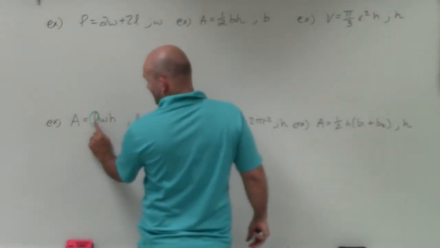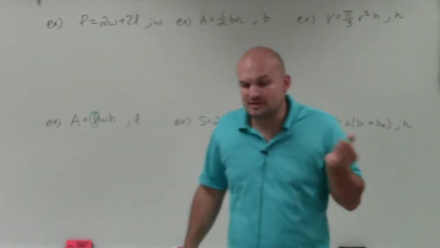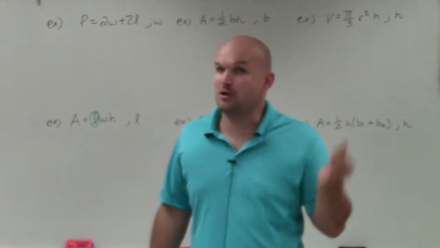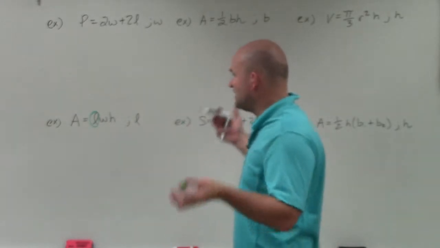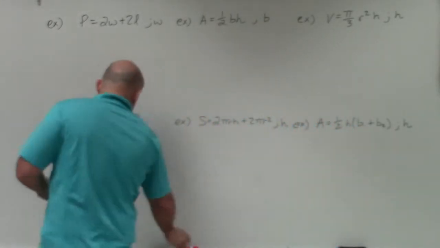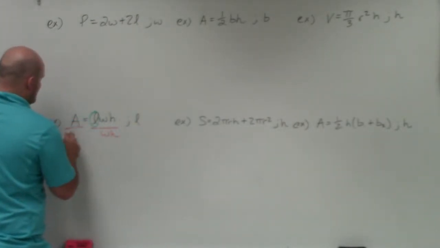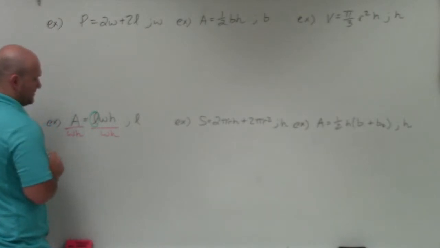So you can see my variable right now is being multiplied by w, and it's being multiplied by h. Now, you could do the inverse operations for each of those separately, or you can do them together. Since we're multiplying by both w and h, to undo multiplying by both those numbers, I'm going to need to divide by both those numbers. So I'll divide by wh on both sides using my division property of equality.